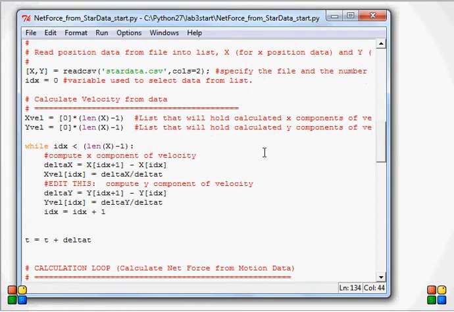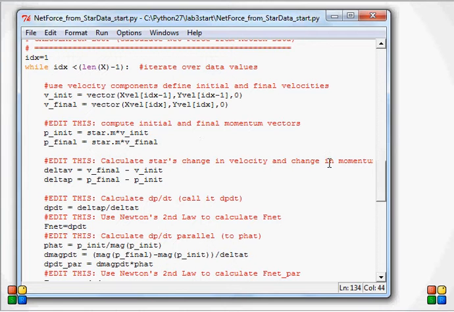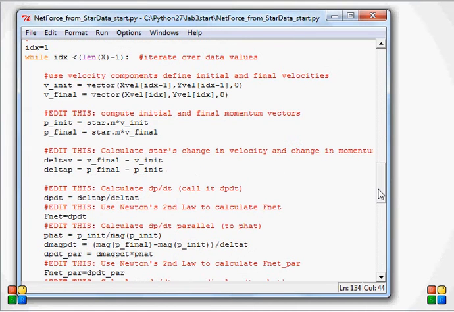Here we calculated the velocity for the x and y components using a while loop, and stored them in an array. Down here we calculate the Fnet. We have v initial, v final, p initial, p final, delta v, delta p, and in order to calculate these, we simply took the formulas and applied them to VPython code that it would be able to understand. dp/dt was set to delta p over delta t. Fnet, as we said, is equal to dp/dt.